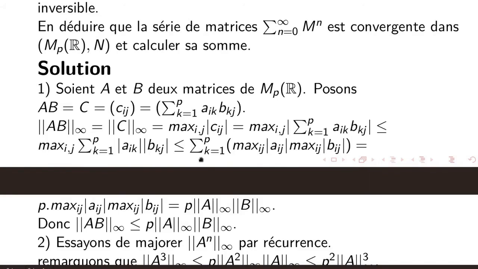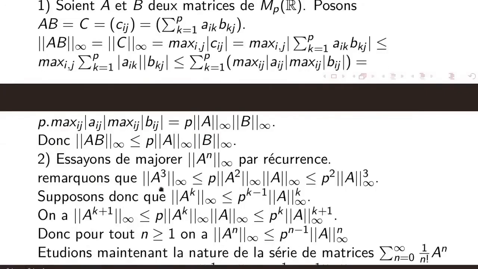Since the max is the same, this sum is nothing other than P times this max, which is nothing other than P times the first max, which is the infinity norm of A, and the second max is the infinity norm of B, and we have indeed established that the infinity norm of AB is bounded by P times the infinity norm of A times the infinity norm of B.